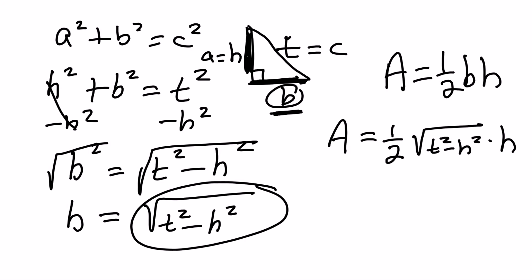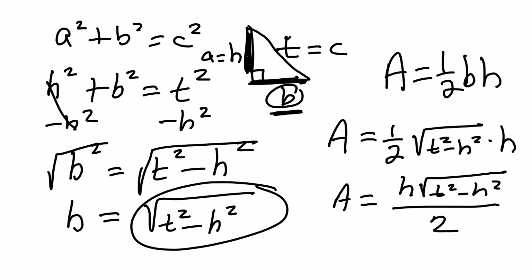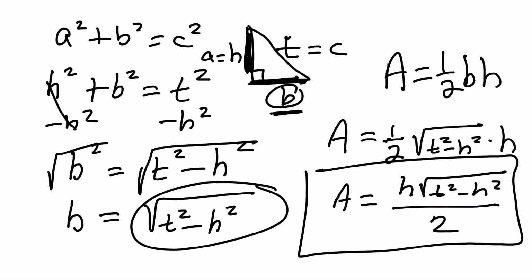And let's simplify this a little bit, and really I have my answer right here. I'm going to do 1/2 times h, which is h, times that square root of t squared minus h squared, and I'm going to put it all over 2. So basically, h times the square root of t squared minus h squared, all over 2. That would be the area of the triangle in terms of h and t.